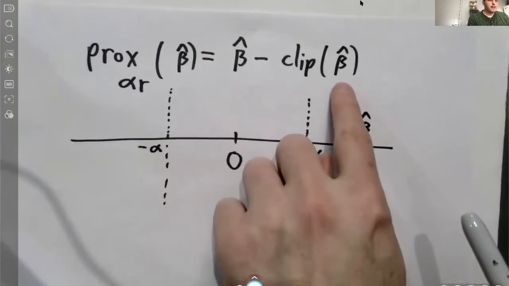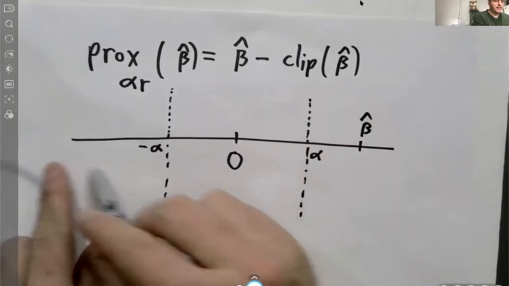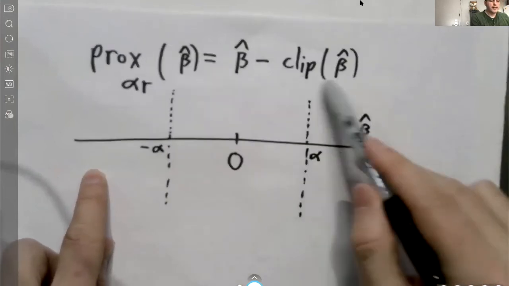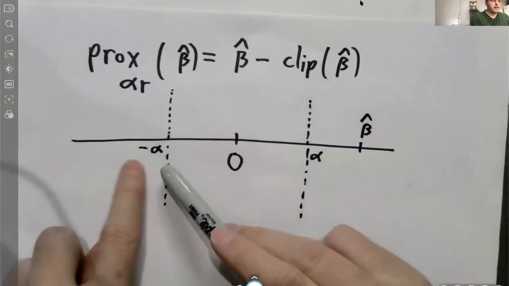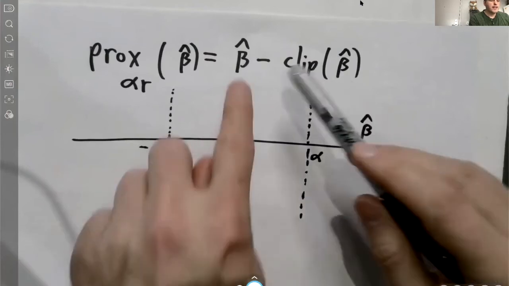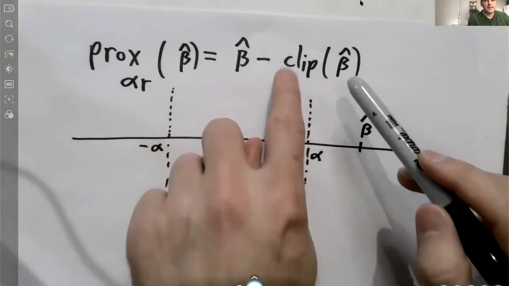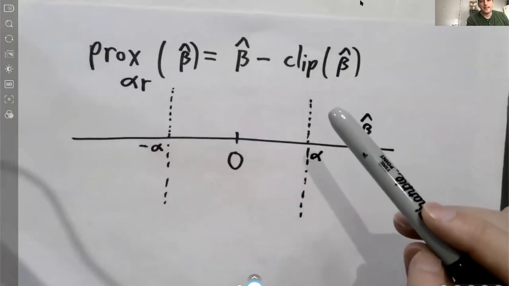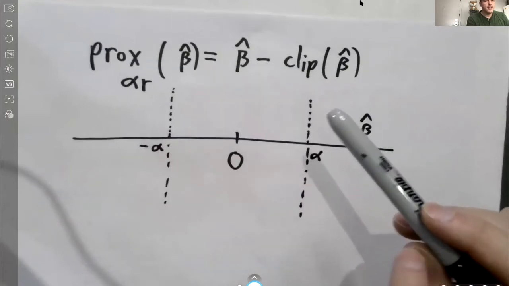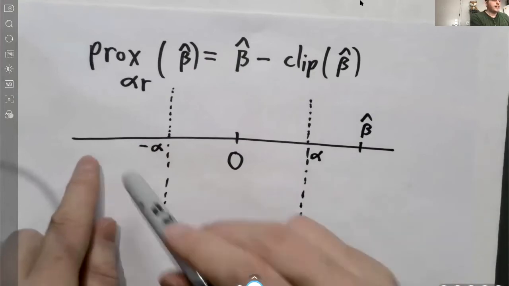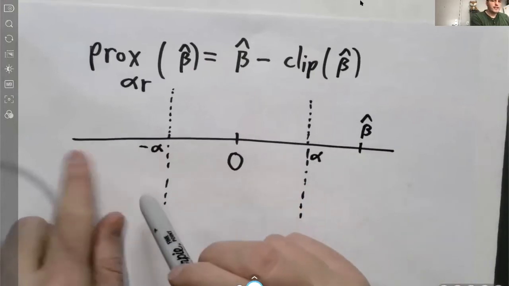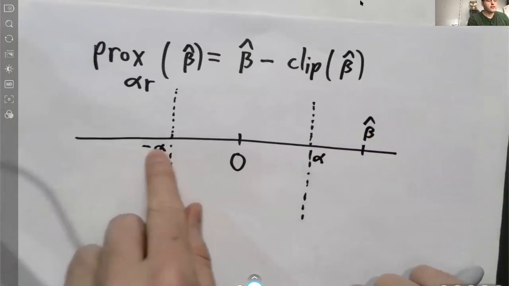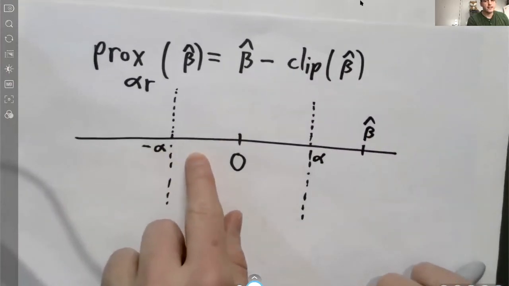What happens if beta hat is over here in this range? Then when beta hat gets clipped, the result is minus alpha. And so we're doing beta hat minus negative alpha. In other words, beta hat plus alpha. And that's exactly the correct thing. That agrees with our formula that we found. In other words, if beta hat is over here in this range, what this formula is telling us is that we just move to the right a distance alpha.